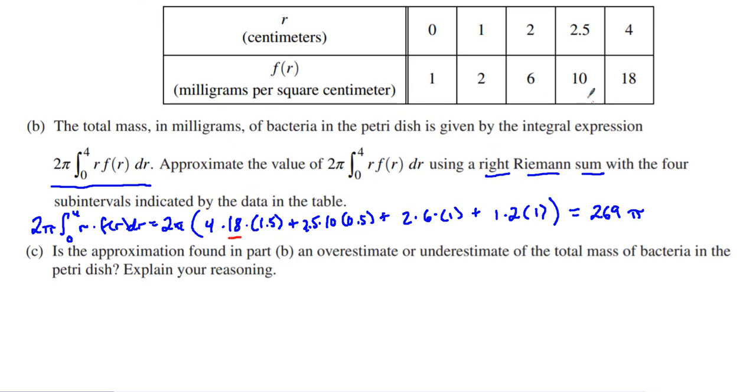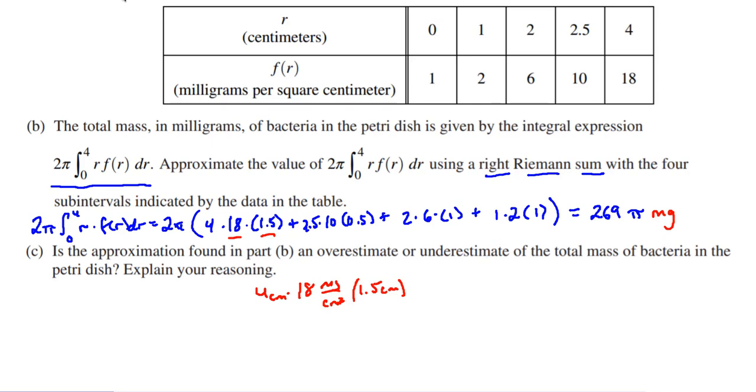This 18 is 18, and I'm going to do this down here if that's okay. 18 milligrams per square centimeter. I multiply it by this delta x, which was a difference of 1.5 centimeters, times r, which was 4 centimeters. So you can see the centimeters cancel out with the centimeters squared, which means this is in units of milligrams. It's 269 pi milligrams. Okay.